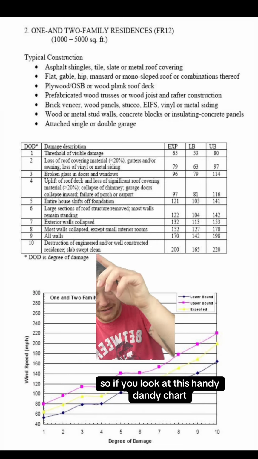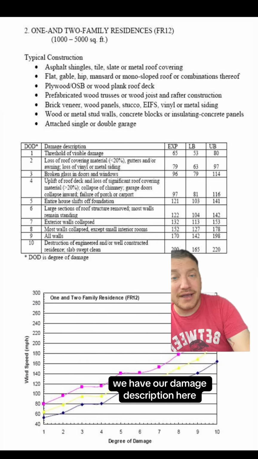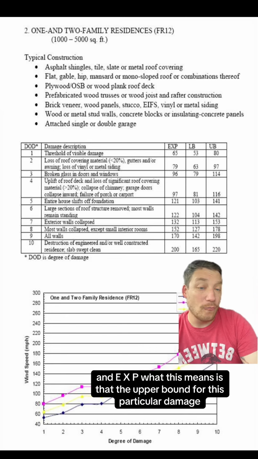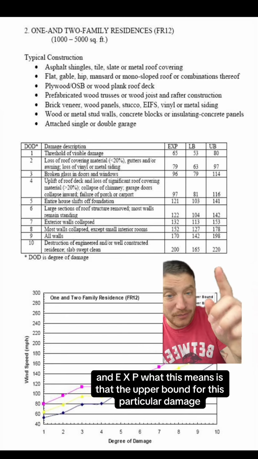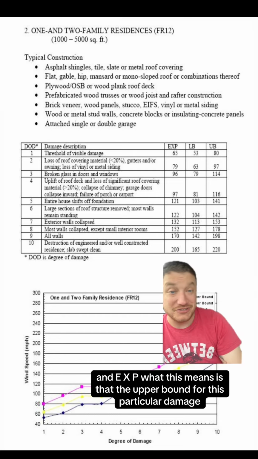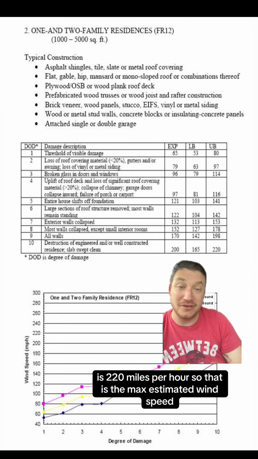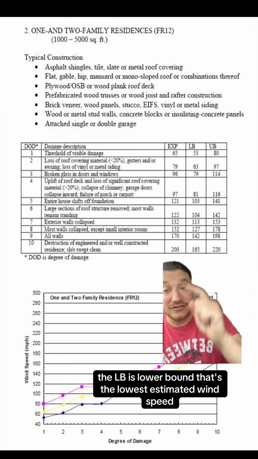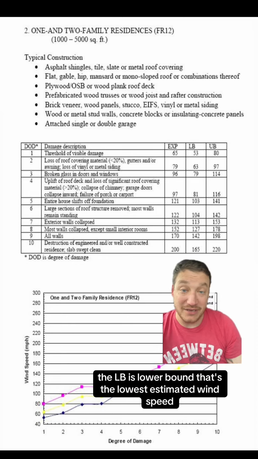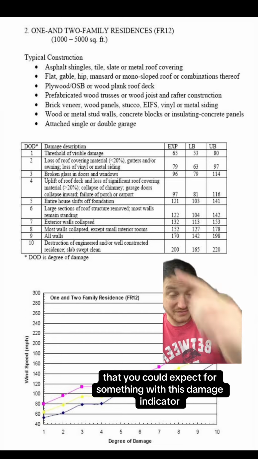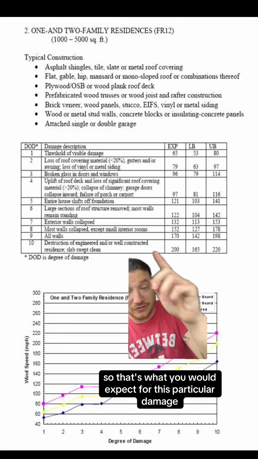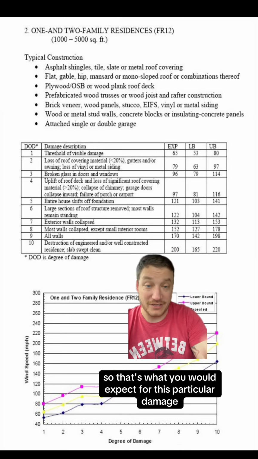So if we look at this handy dandy chart, we have our damage description here, and then over here we have a bunch of numbers: UB, LB, and EXP. What this means is that the upper bound for this particular damage is 220 miles per hour. So that is the max estimated wind speed. The LB is lower bound. That's the lowest estimated wind speed that you could expect for something with this damage indicator. And then the expected wind speed is 200 miles per hour. So that's what you would expect for this particular damage.